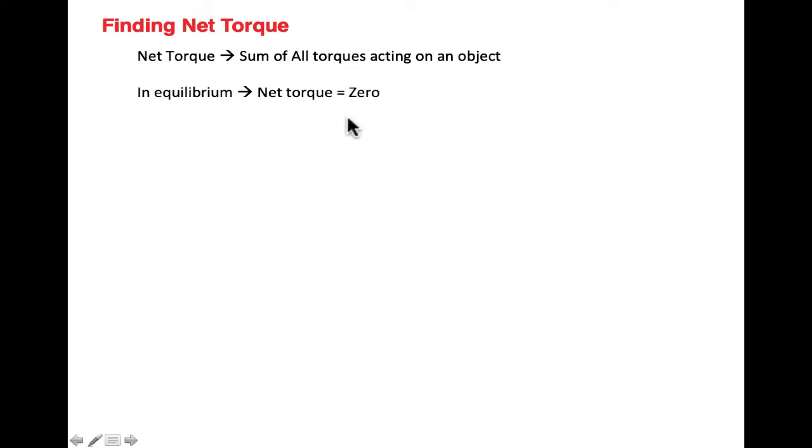We will analyze some systems where we will have to find out the total torque acting on a system. So let us look at some examples of how to find out net torque. Net torque is the sum of all torques acting on an object. And if an object is in equilibrium, meaning it is at rest or it is rotating at constant speed, then the object would have net torque of zero. So in equilibrium, net torque is zero. It is similar to the equilibrium situation when net force is zero.